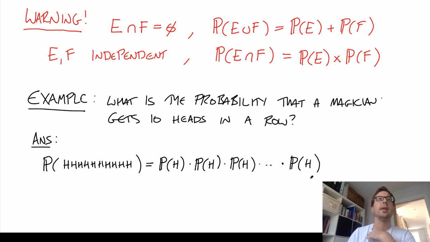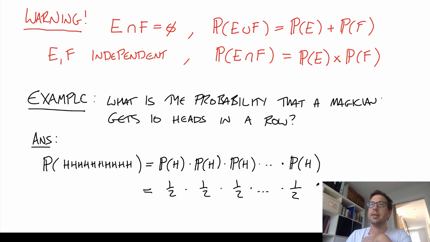Now the probability that I get heads on any given individual coin throw is a half. So I'm going to get a half times a half times a half, all the way up to the final 10th one. So we're going to get 1 over 2 to the power of 10, which you can check with your calculator is about 1 in 1024. It is a rare event to pick up a coin and throw it 10 times and get heads every time, but it's not order of magnitude rare.